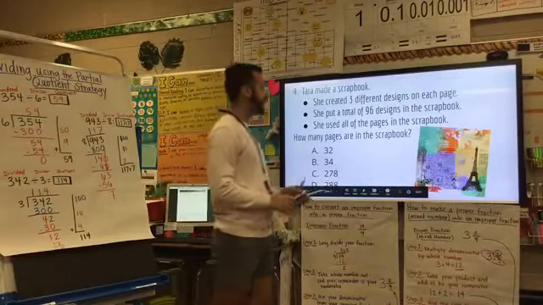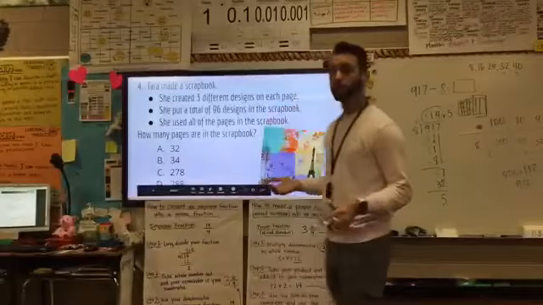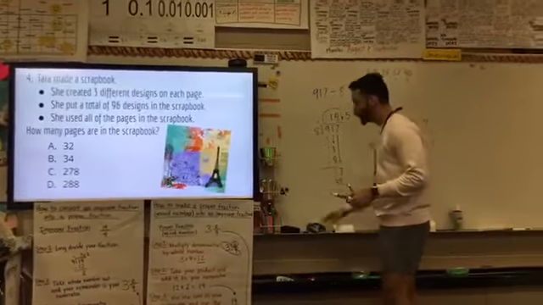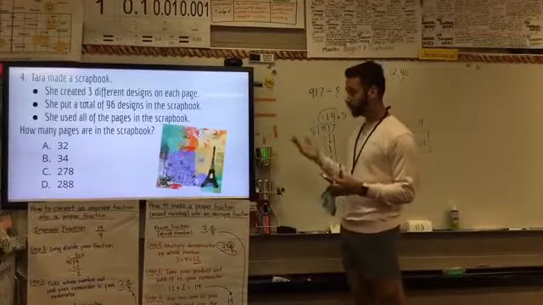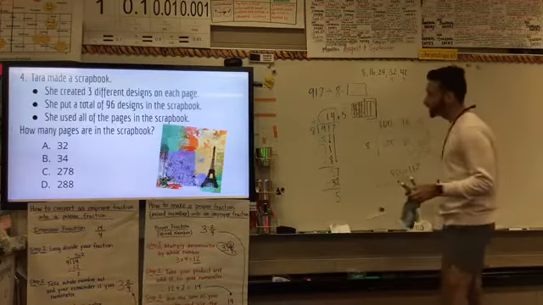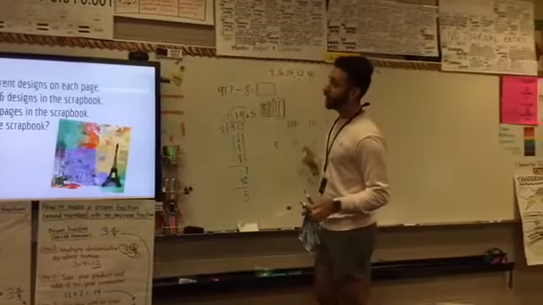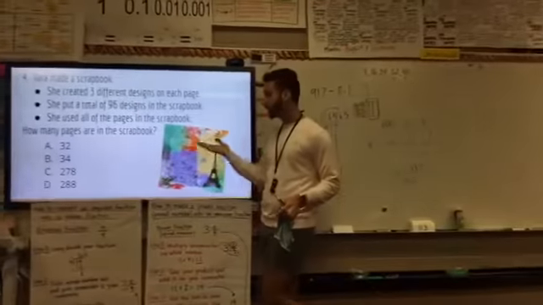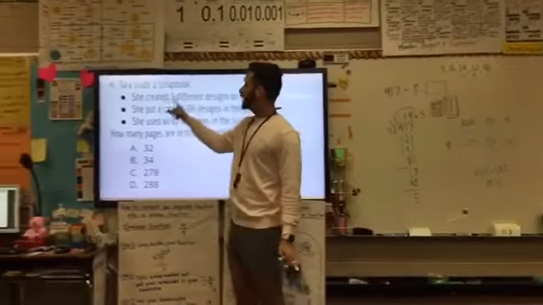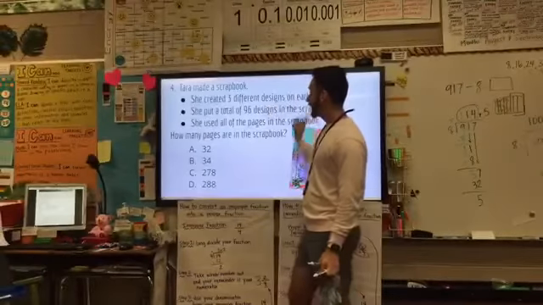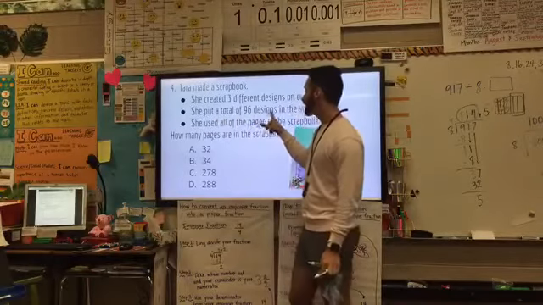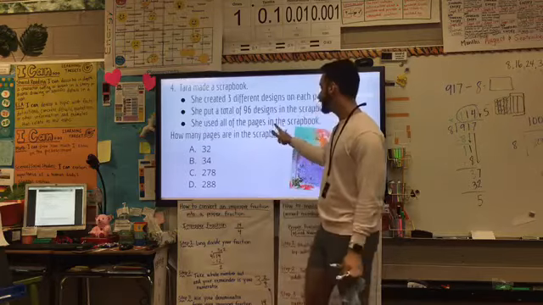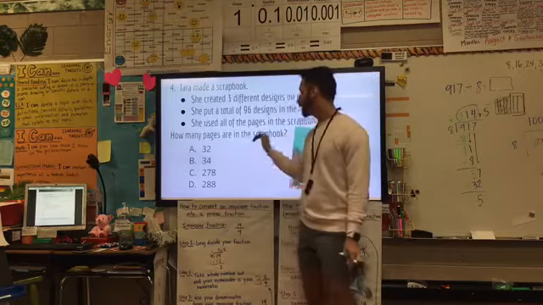All right, Tara made a scrapbook. Okay, so this is like one of those problems that you see on your end of unit test because it has the 2 bullets. So be sure you pay, well, actually it has 3 bullets this time. So be sure you pay very close attention. It says Tara made a scrapbook. Okay, and here's a picture of a scrapbook so that way you can see what they're talking about. She created 3 different designs on each page. She put a total of 96 designs in the scrapbook. She used all the pages in the scrapbook. How many pages are in the scrapbook?